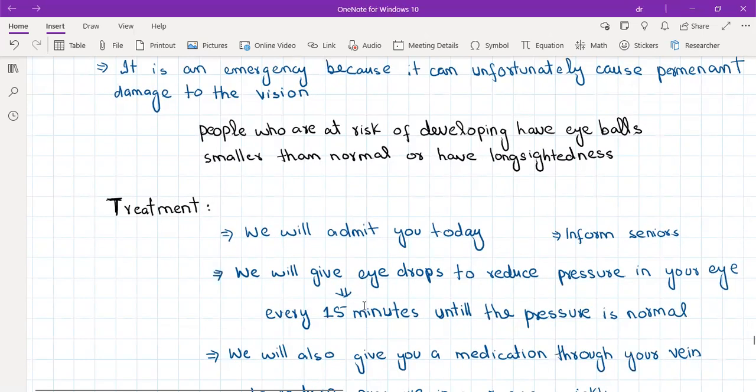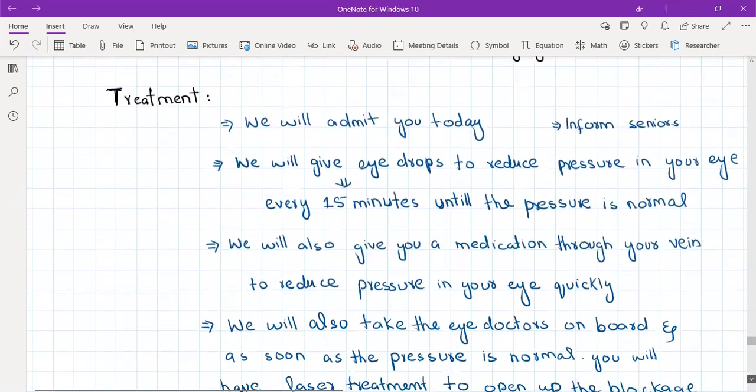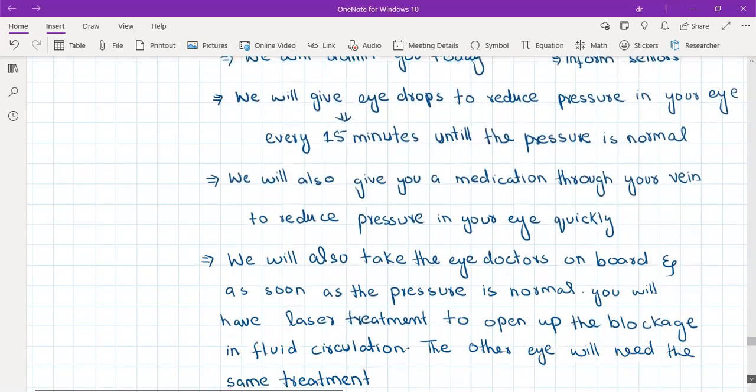We will keep giving the eye drops every 15 minutes until the pressure is normal. Okay, in addition to that, we'll give you some medication through your vein to reduce the pressure in your eye quickly, and we will keep examining you repeatedly.